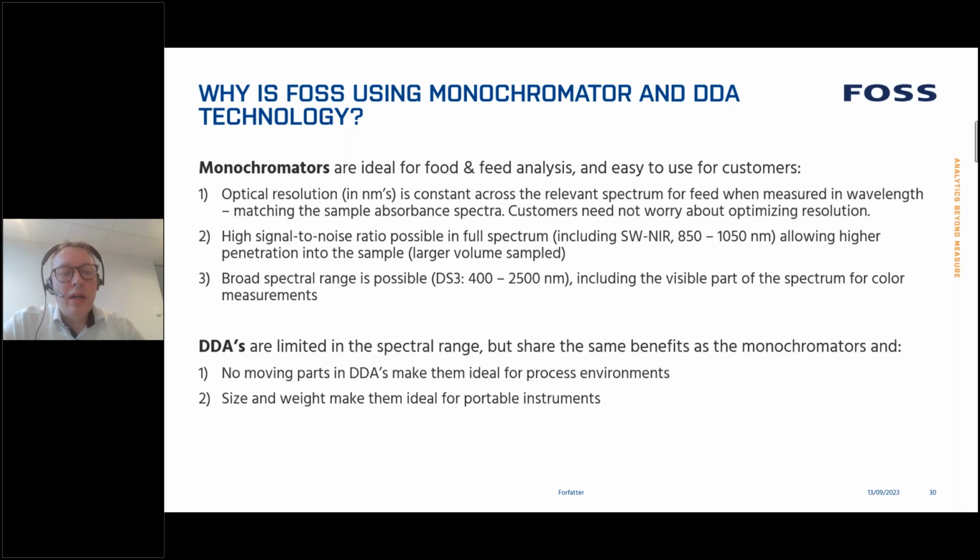The DDAs are limited in the spectral range compared to the monochromators, but they share otherwise the same benefits. And when we use the DDAs, it's typically in process environments where you don't want moving parts in the system, if you want to attach the spectrometer directly to a vibrating pipe. And then again, the size and the weight of the DDAs also make them ideal for portable instruments like the DA 1650 or the MeatScan.